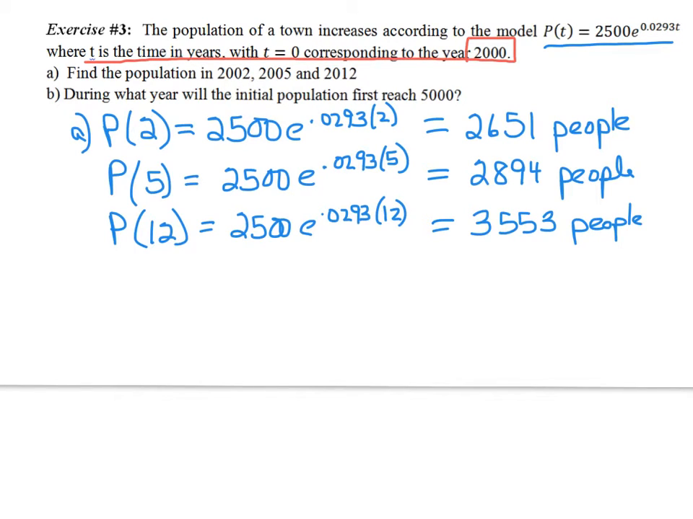Clearly, the number of people is growing as the years progress. So it makes sense that I've got a base that is bigger than 1 because this is exponential growth.